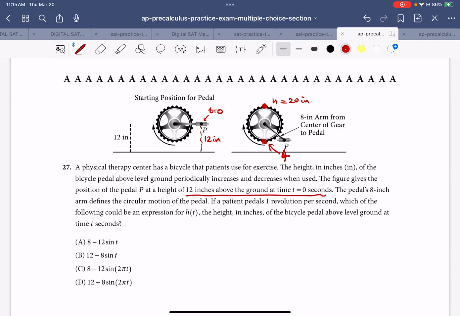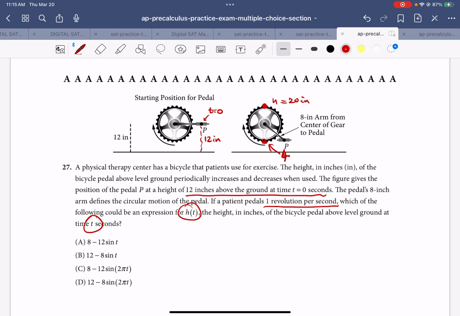Now if a patient pedals 1 revolution per second, that gives you the period of this sinusoidal function. So 1 revolution per second. Now which of the following could be the expression for h of t, in inches, of the bicycle pedal above the level ground at t seconds? Okay.